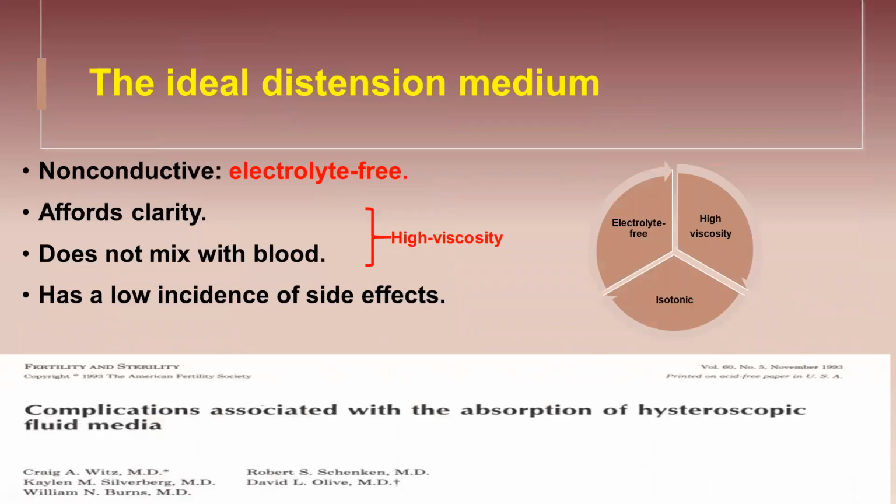The important question, you ask the team in the OR that I need an ideal distension media for hysteroscopy. They ask you what are the criteria of this ideal solution. It should be non-conductive to be used with monopolar diathermy, so it should be electrolyte free. Number two, it affords clarity and does not mix with blood. And this can be achieved when you are using a high viscosity solution. And importantly, this solution should have low incidence of side effects. So it should be electrolyte free, high viscosity, and isotonic, of course.